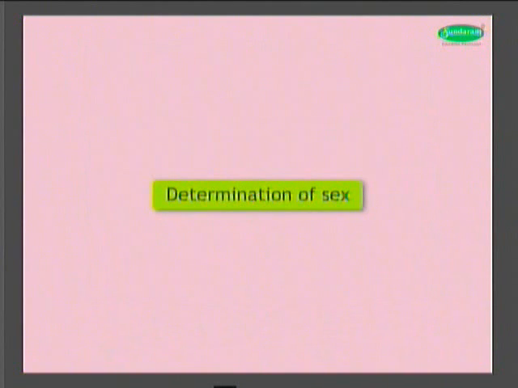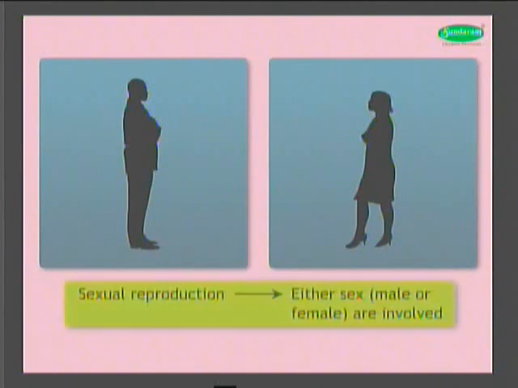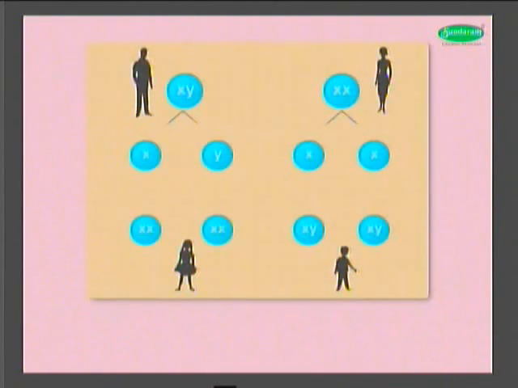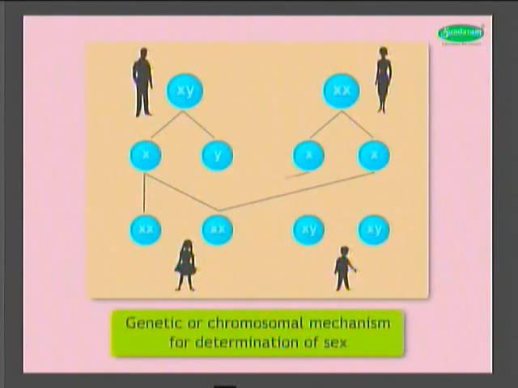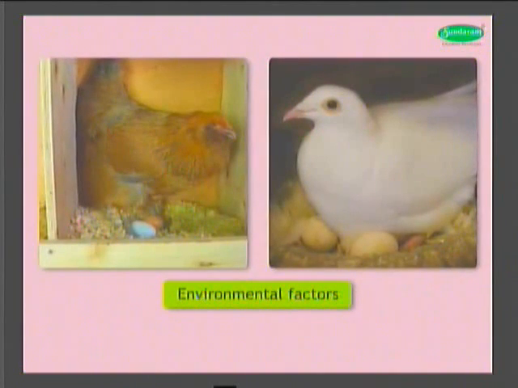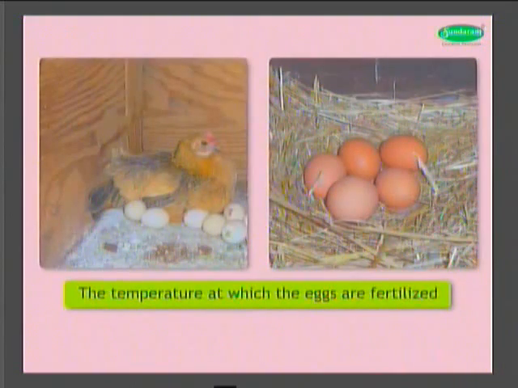Do you know how sex is determined, male or female, a boy or a girl? In sexual reproduction, individuals of either sex are involved. Let us look at the factors for sex determination. In most organisms, there is a genetic or chromosomal mechanism for determination of sex. Some organisms depend entirely on environmental factors for this. Thus, in some animals, the temperature at which the fertilized eggs are kept decides the sex of the offspring.